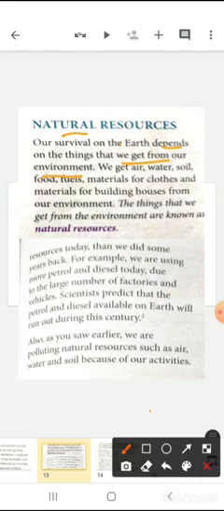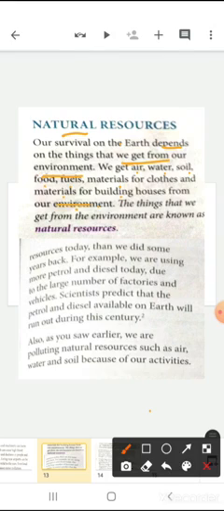Our survival depends on the things which we get from the environment. What do we get from the environment? We get air, water, soil, food, fuel, material for clothes and material for building houses from our environment. We get so many things from our environment, like air for breathing, water for drinking or using, soil, food, fuels, material for clothes, material for buildings.